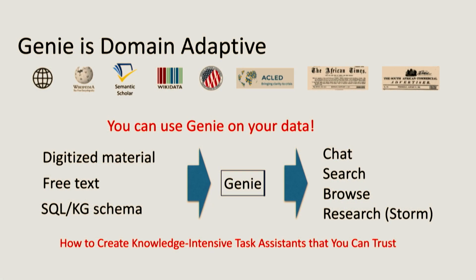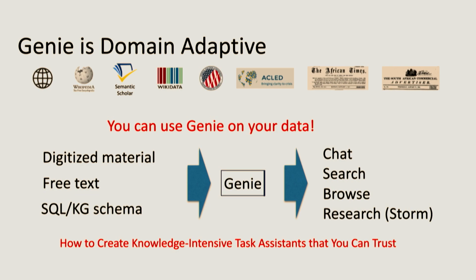That means that we have built a system where you can supply your data, and we can provide you the chat, search, browse, and research, the literature search functionalities. And this system is called Genie. So you can supply your own digitized material, free text, SQL, knowledge graph schemas, and we will give you a working chat, a working assistant.